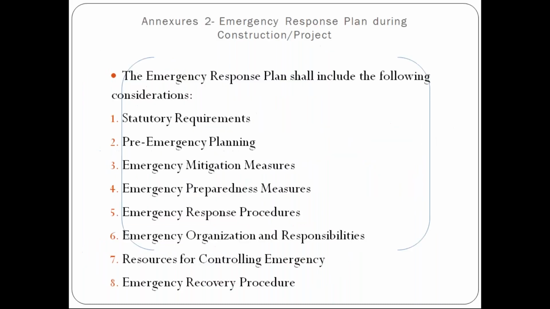Then this is the typical plan, how the plan looks like in the construction content, like the statutory requirement, pre-emergency planning, emergency mitigation measures, preparedness measures. These are the content for the emergency plan: emergency organization, responsibilities, resources for controlling emergency, emergency recovery procedures.